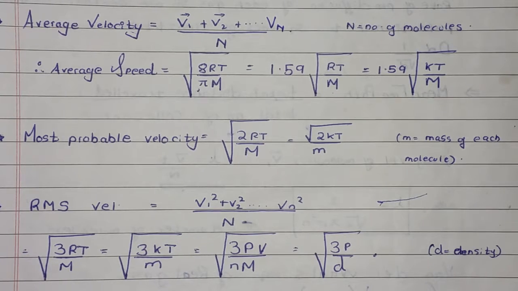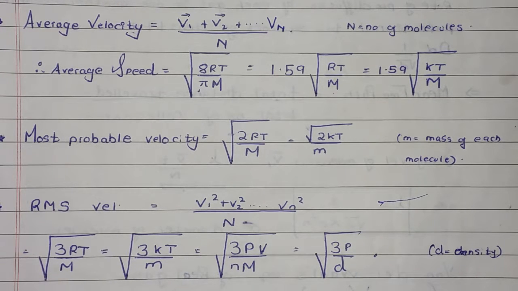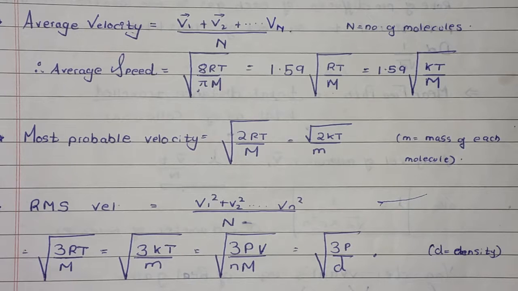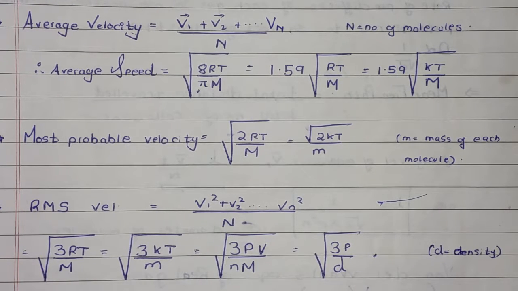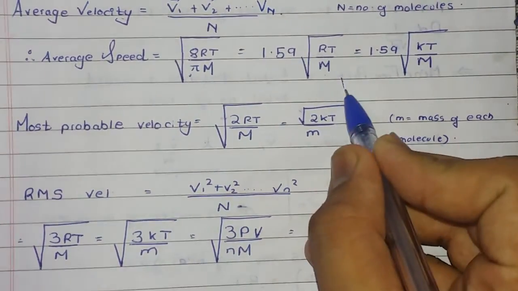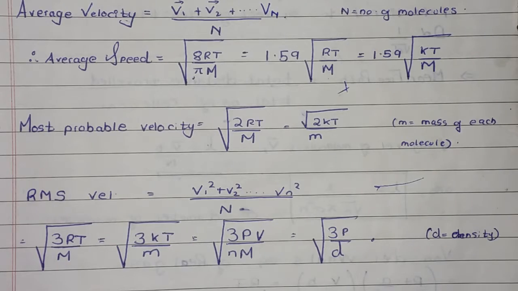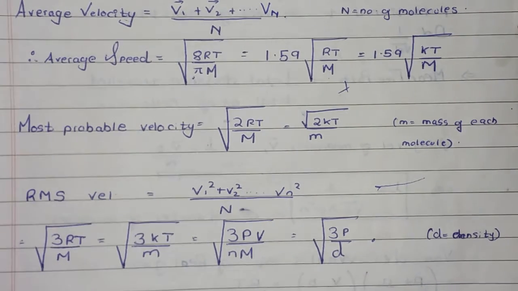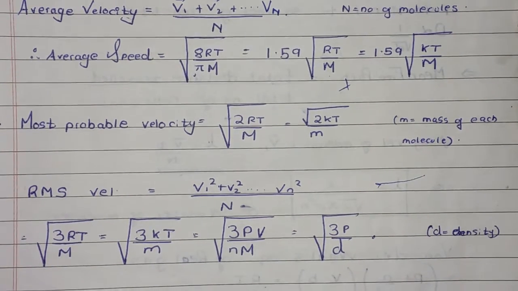What can you do here? I just substituted the values and got under root of 1.59 RT upon m. But that's not the matter. You should not look at these because these are not easy to remember, but under root of 8RT by pi m is quite easy to remember.